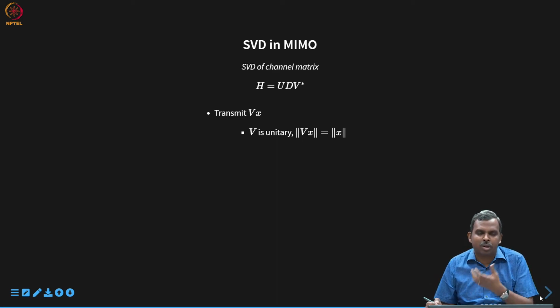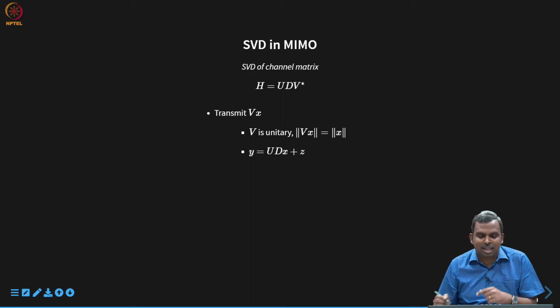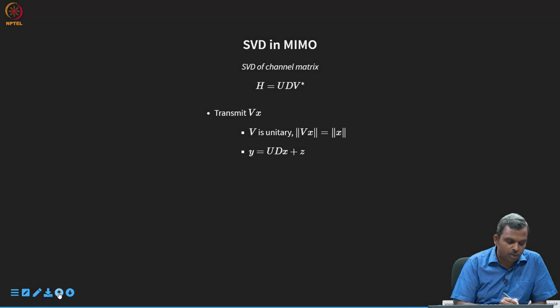Okay, so this norm sort of represents the energy of the transmission usually. So Vx is pretty good. You can send Vx instead of X, you're not losing much there. Now notice what happens when you send Vx instead of X. Your Y, which is Hx plus Z, the V and V star will cancel and you'll simply get a UD. Okay, so you can see that, right?